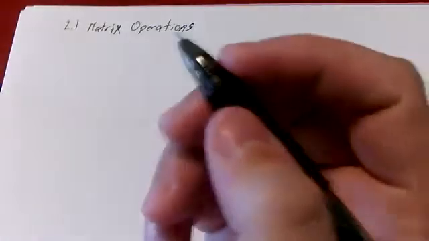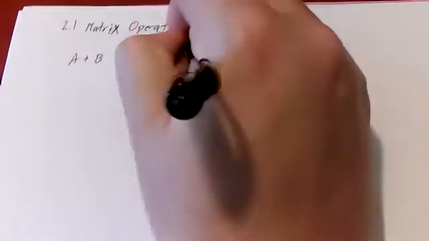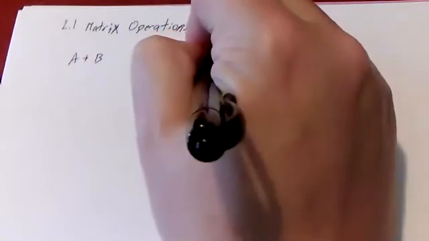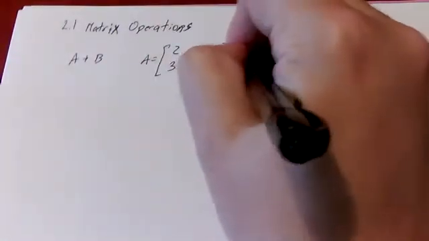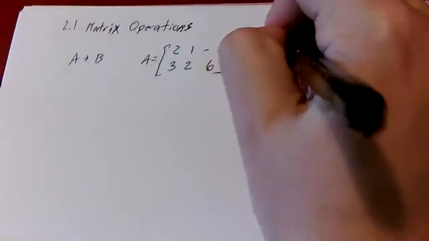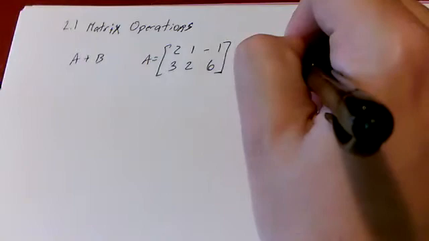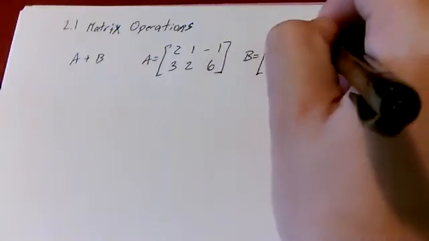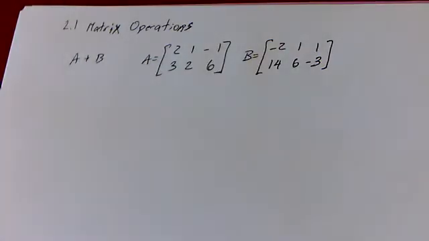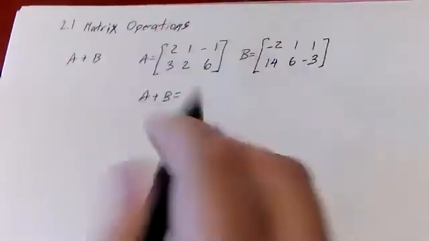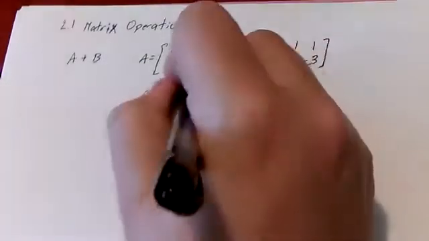So, for example, we can add matrices. Let's say A plus B, where A is the matrix 2, 1, negative 1, with 3, 2, 6. My matrix B will be negative 2, 1, 1, and then 14, 6, negative 3. Much like vectors, you simply add the coordinates component-wise. You add the matching spots, the corresponding locations.